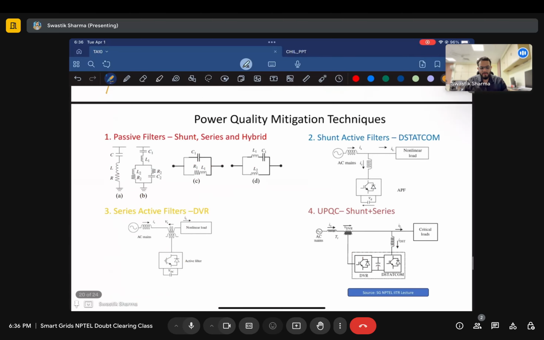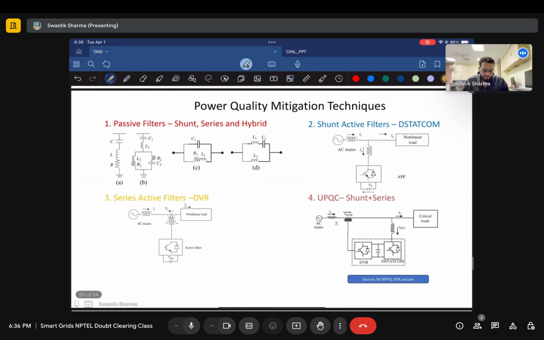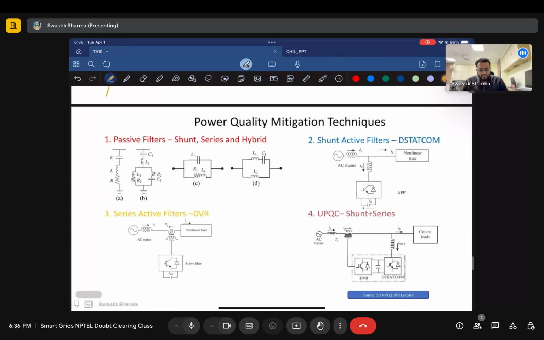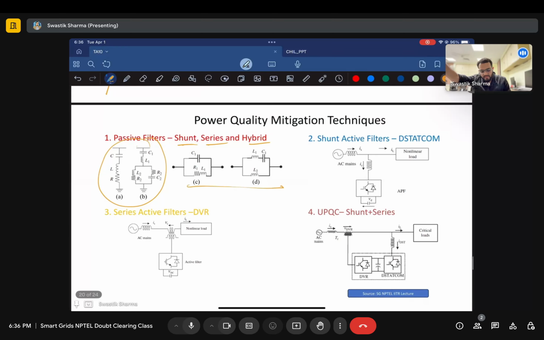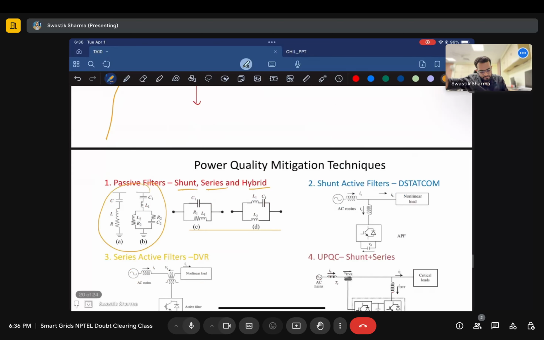And for this you have power quality mitigation techniques, and for these you have passive filters, which are just an LC combination. You can have shunt, series, and hybrid. These are your shunt filters. They are connected across your devices between ground and your bus, and your series filters are connected in series with the devices. So you have these passive filters.